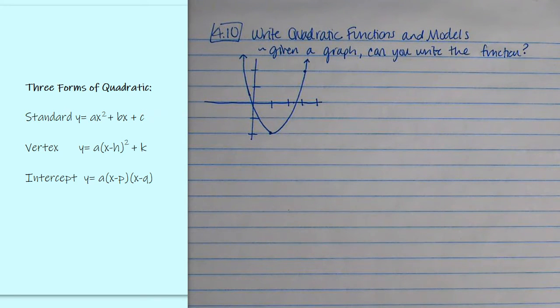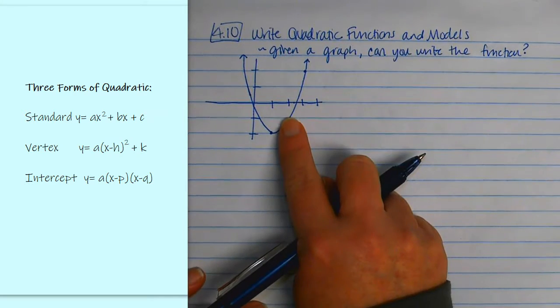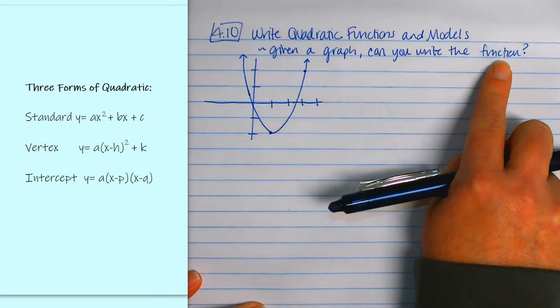Okay, we're starting 4.10, the very last section in this chapter. So now we're going to take everything that we know about, given a function equation, making a graph or finding the minimum or the maximum. Now we're going to be given a graph and we're going to write the function.